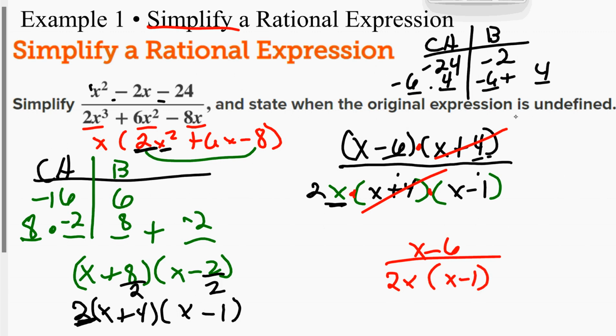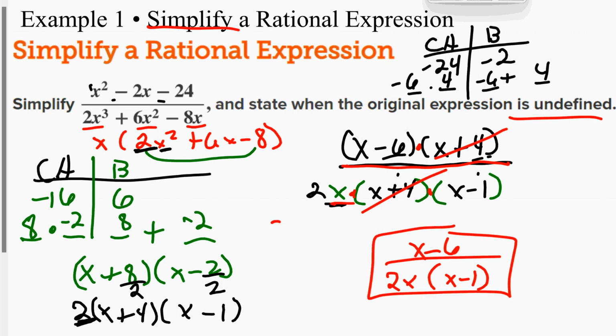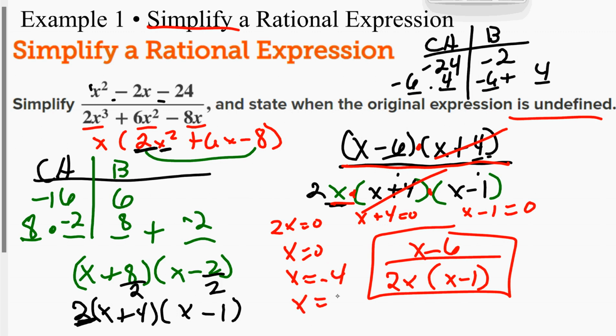And then it also asks, when is it undefined? Well, what can I never divide by, right? I can never divide by 0. So if I set each one of these factors, so this is my simplified form, I can set each one of these factors, 2x equal to 0. I can set x plus 4 equal to 0. And I can set x minus 1 equal to 0. And then solve this, I get x equals 0. This one I get x equals negative 4. And the last one I get x equals 1.